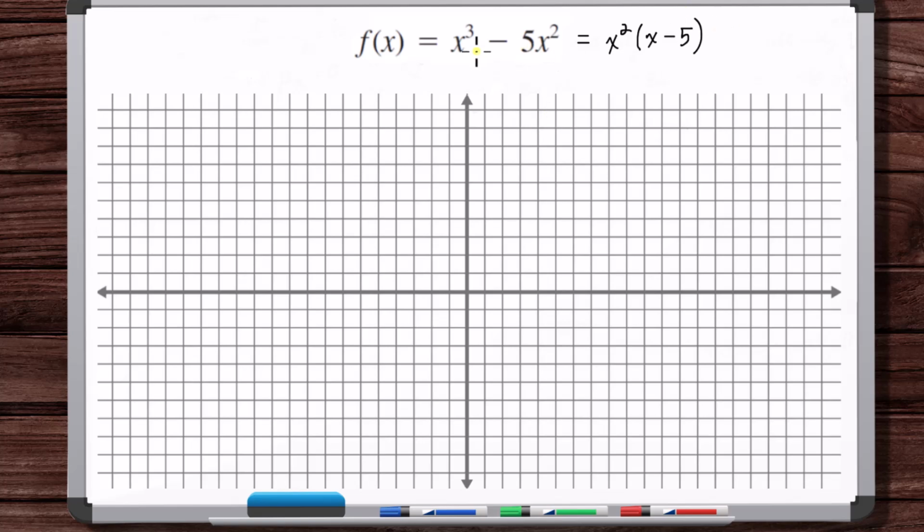Okay, now we can see that if we plug in x equal to 0, the y-intercept is going to be 0. A polynomial is only going to have one y-intercept, so it's at 0.